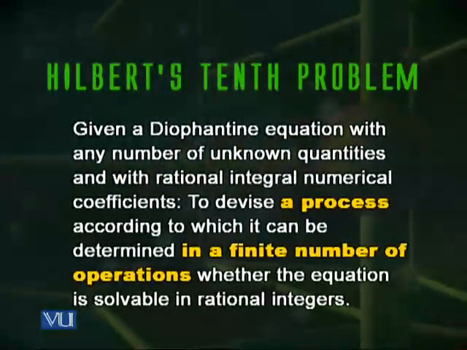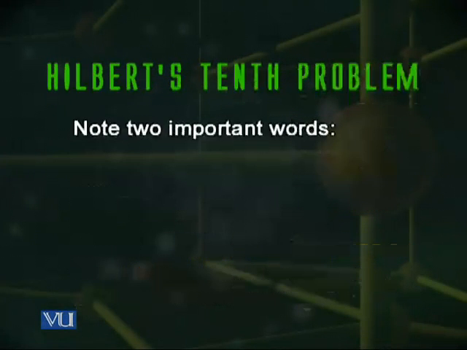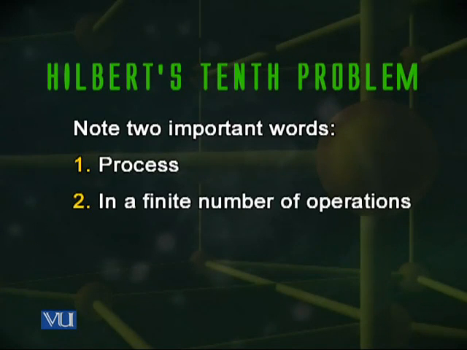Let's leave all of that out and look at this statement once again and concentrate on the words that I've bolded, and just see what Hilbert is asking. He's saying to devise a process according to which it can be determined in a finite number of operations. So the two important things are that we are looking for a process which determines in a finite number of operations. Hilbert was asking for an algorithm. Hilbert's 10th problem is asking mathematicians to devise an algorithm. So even though Hilbert did not know it himself, he was asking a computer science question.